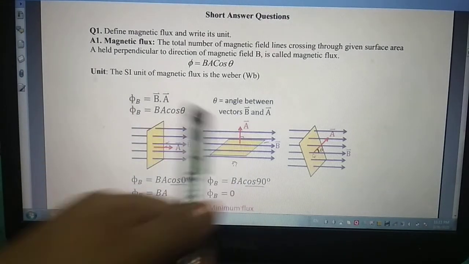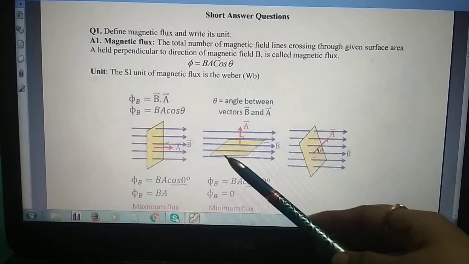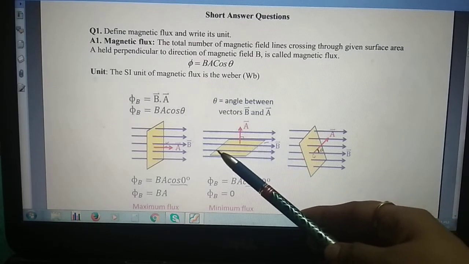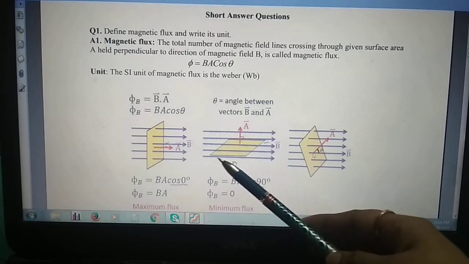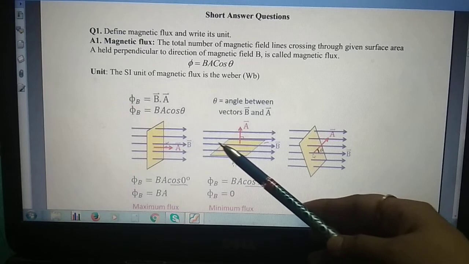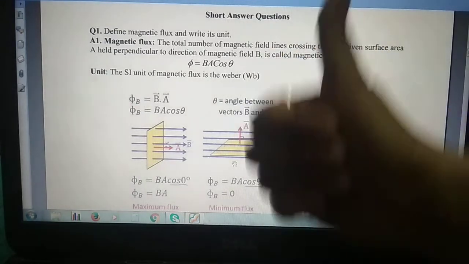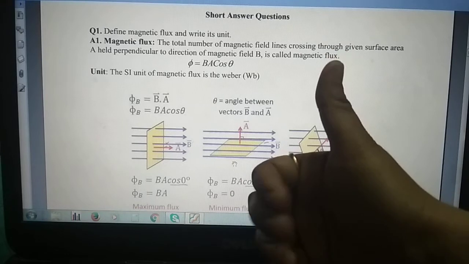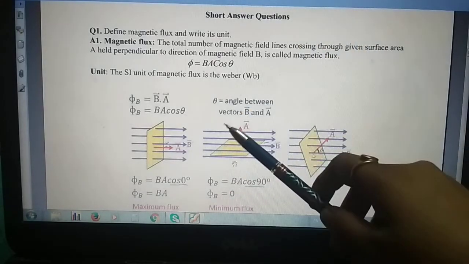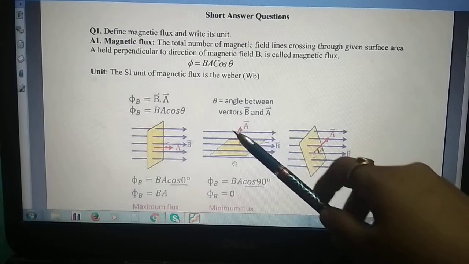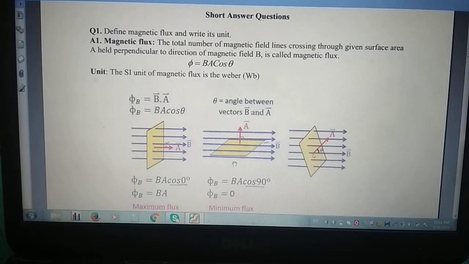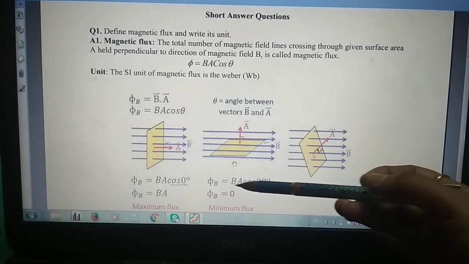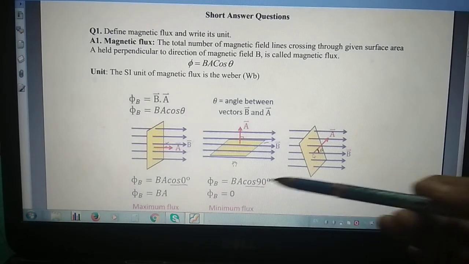In the second figure, consider the direction of area like this: the area and magnetic field lines B are parallel to each other. If we consider the area vector, we can see that it is perpendicular to the area. So here A and B are at 90 degree, so theta is 90 degree, and we know that cos 90 degree is 0. When we put the value of cos 90 in this equation, we get flux equal to 0.